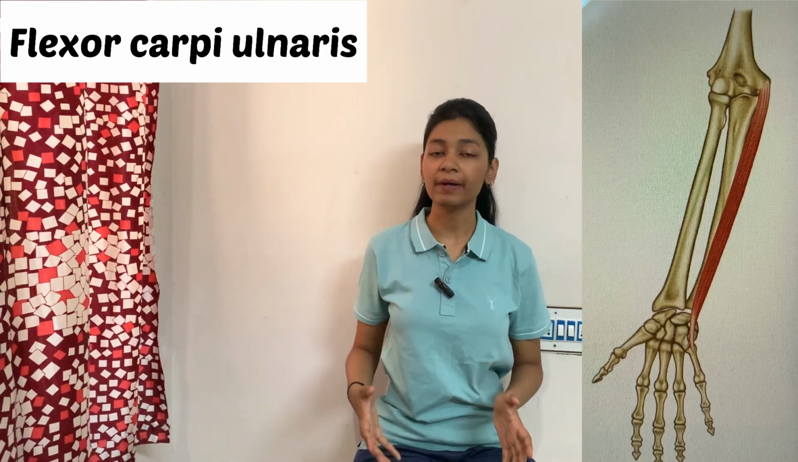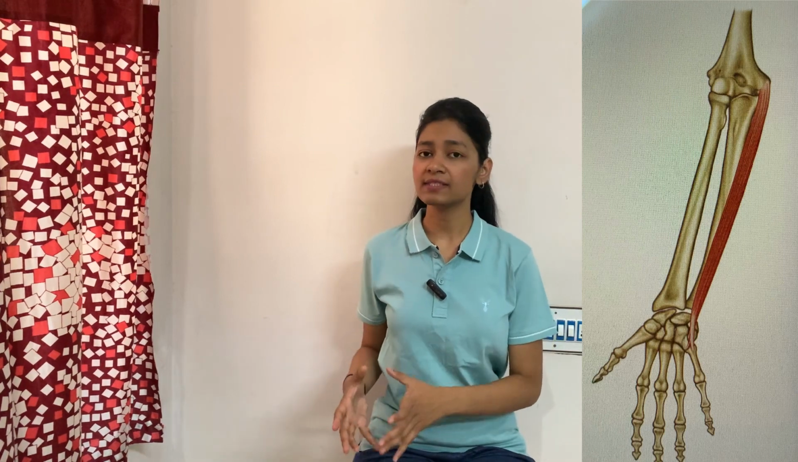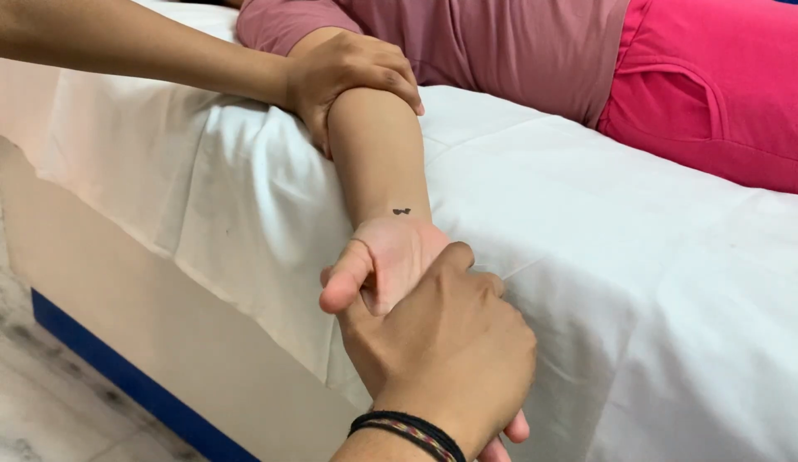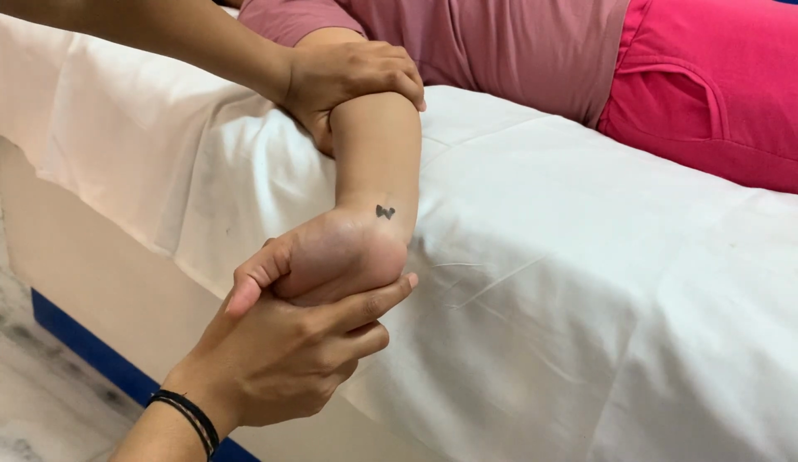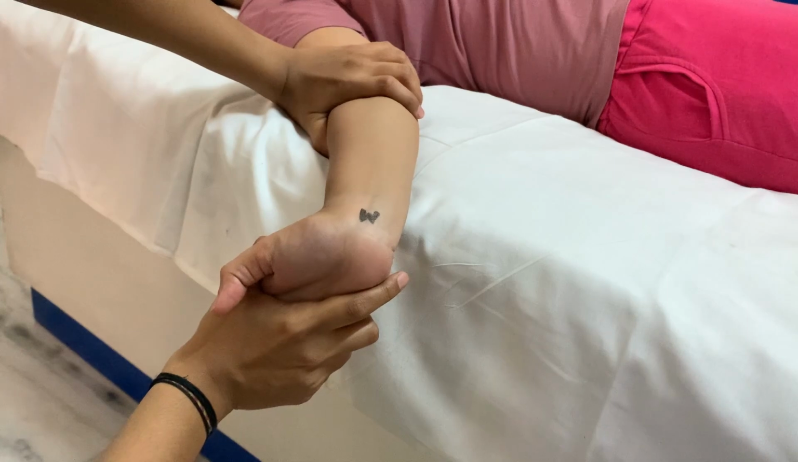Now the next extrinsic muscle is flexor carpi ulnaris. The function is just like flexor carpi radialis, but this one assists in ulnar deviation. The flexor carpi radialis was assisting in radial deviation of the wrist, but flexor carpi ulnaris assists in flexion of the wrist joint along with ulnar deviation of the wrist joint. To stretch this muscle, we will perform just the opposite of these functions. I am radially deviating the wrist as well as extending the wrist.